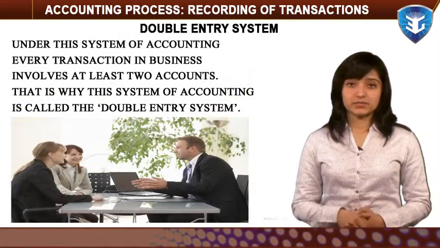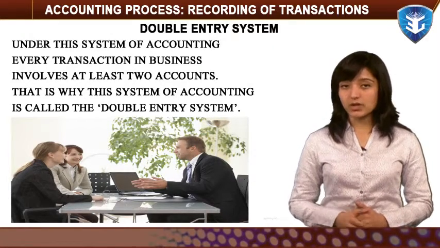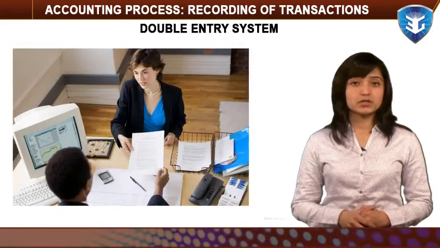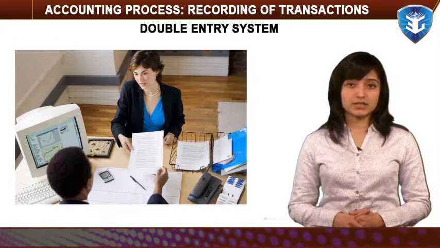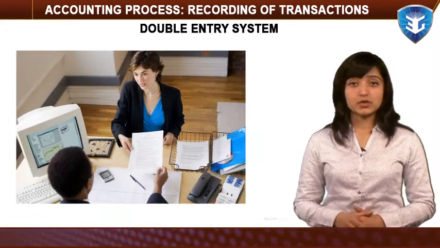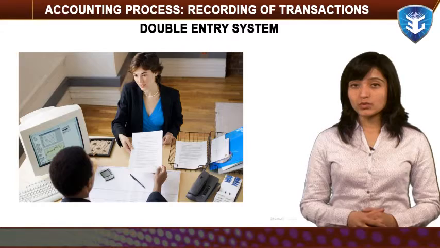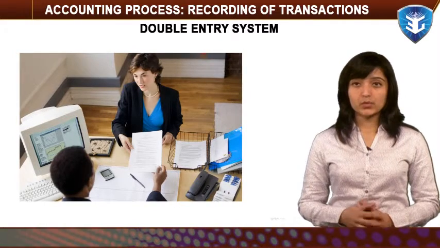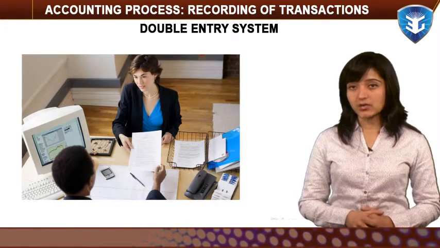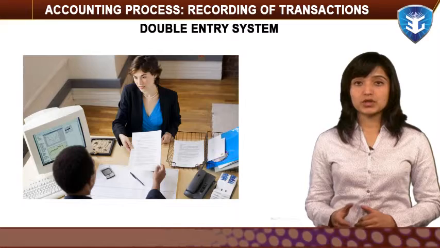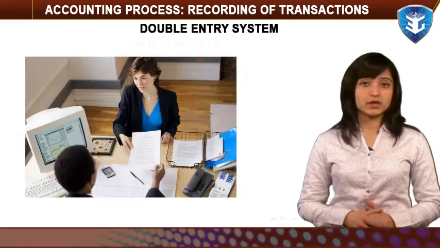Double entry system. Under this system of accounting, every transaction in business involves at least two accounts. That is why this system of accounting is called the double entry system. Under this system, every transaction has two aspects, that is, debit aspect and credit aspect. Under this system, every transaction is entered into at least two accounts in the ledger. In one account, the transaction is entered on the left-hand side, that is, on the debit side of the account, and on the other account, an entry for equal amount is made on the right side of the account, that is, the credit side of the account.